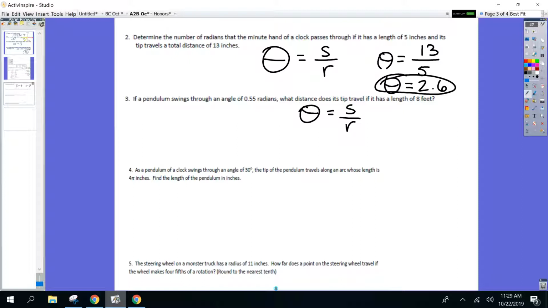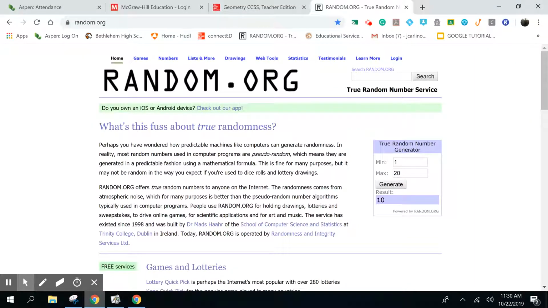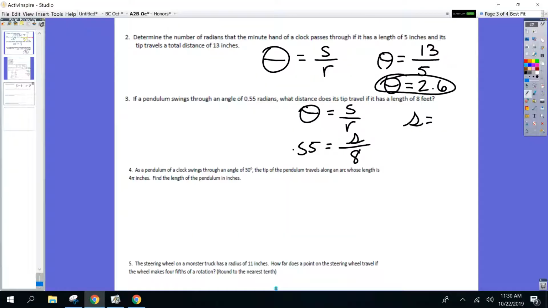All right, ready? What's theta? 0.55. Here we go. 0.55 is equal to, how about S, Art? Just S, because I'm looking for what distance it travels. And what's the 8 represent? That's my R value, yep. Are we comfortable solving something like this? Great. And what do we end up with?